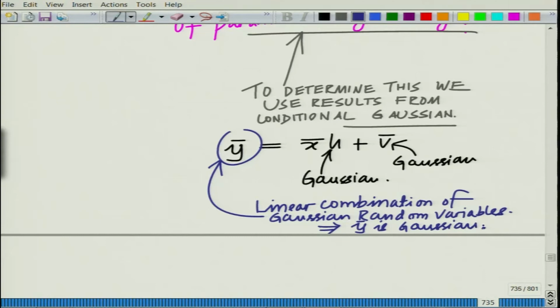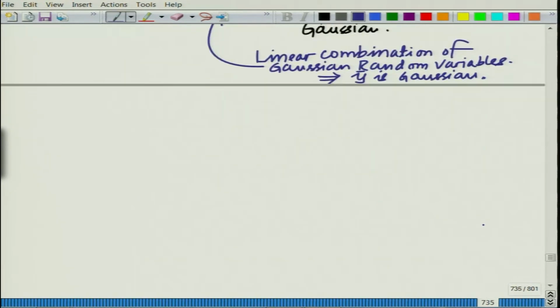Therefore, as we have seen, y bar is Gaussian, and the best estimate of h given y bar is the conditional mean of h, which follows from the a posteriori probability density function of h given the observation vector y bar. That is from the theory that we have seen with respect to the conditional Gaussian probability density function.